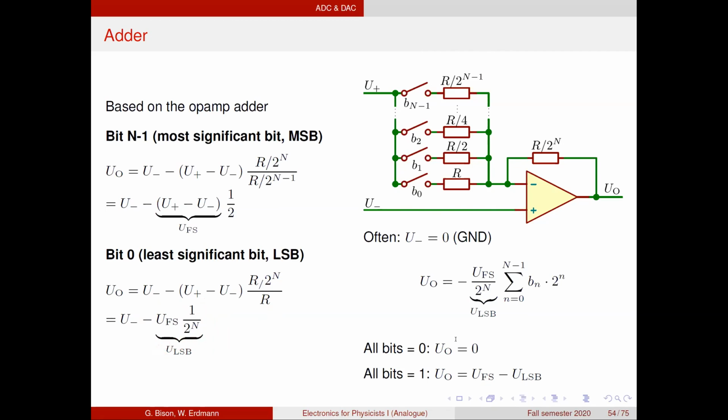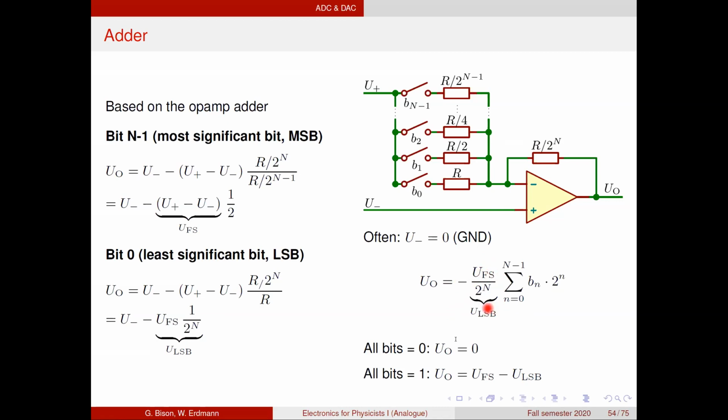Okay, and now we can simply use the superposition law: if we have a combination of the switches active, then we get the sum of those. And so what we get as an output voltage is the full scale. Okay, now we take the minus reference voltage as ground. That's easier to write down the formulas.